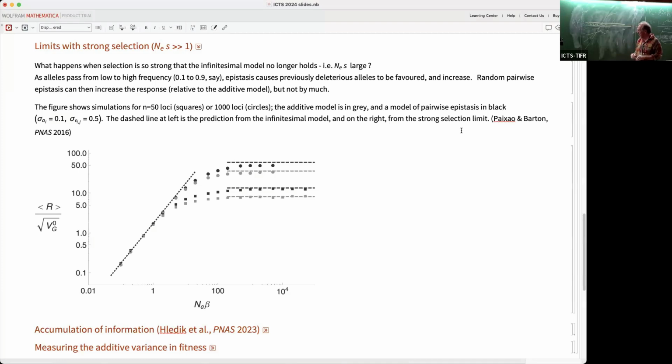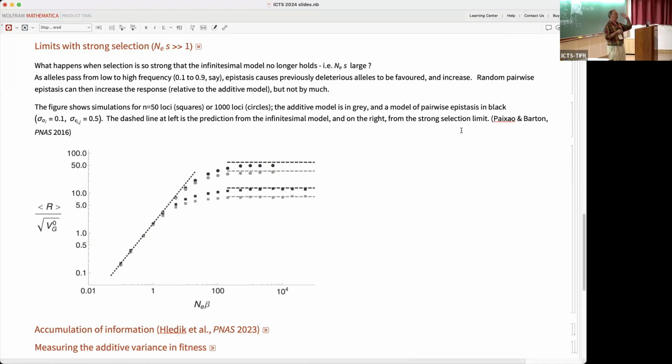So you have this picture of successive sweeps, and each time there's a sweep from low frequency to high frequency, you go through this window, and you change randomly the selective value of the others. Of course, if you have an arbitrary model, you really can't say anything in general, but what I looked at, in a paper with Thiago Paixão, who's now at Gulbenkian, was to assume there was some random pairwise epistasis, and that's kind of a neat model.